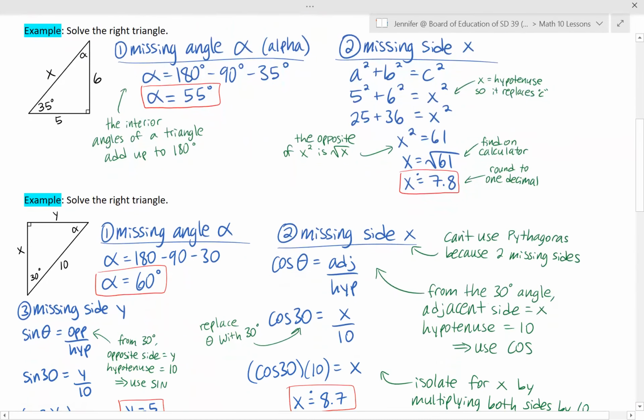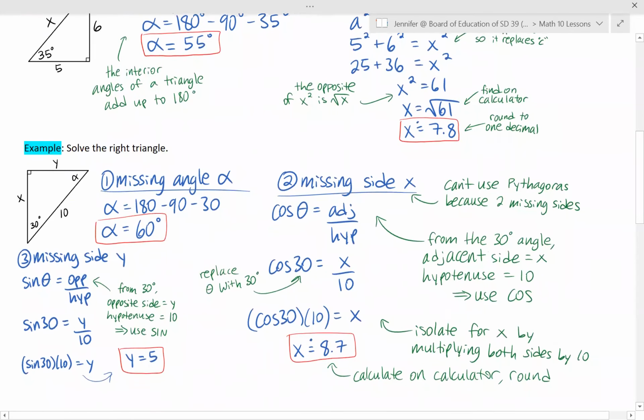Here's a more complex and more common type of problem that we might see. So same thing, solve the right triangle. We're given an angle and we're given a side, but we have two missing side lengths and one missing angle this time. So we can't use the Pythagoras theorem right away because we only have one side length given to us, not two. So let's find the missing angle first.